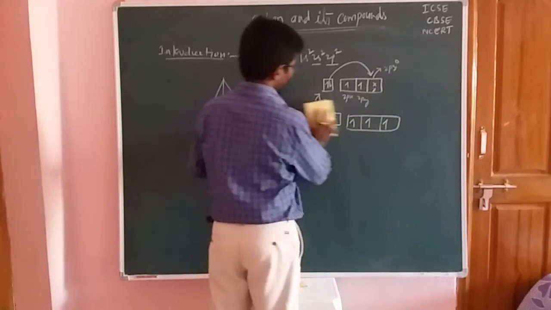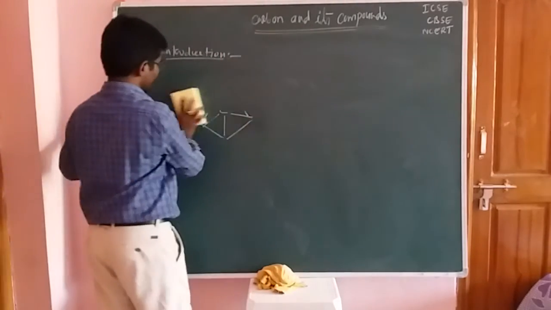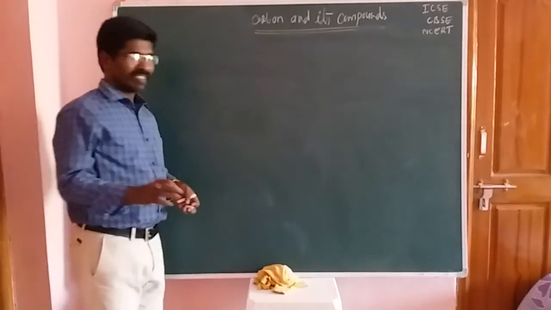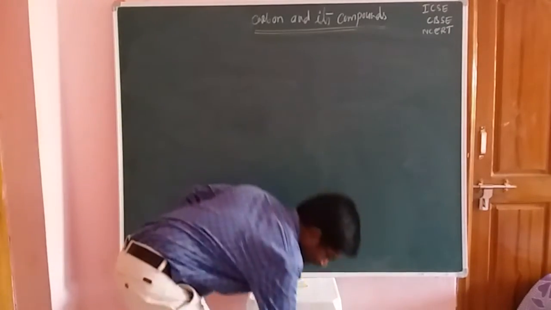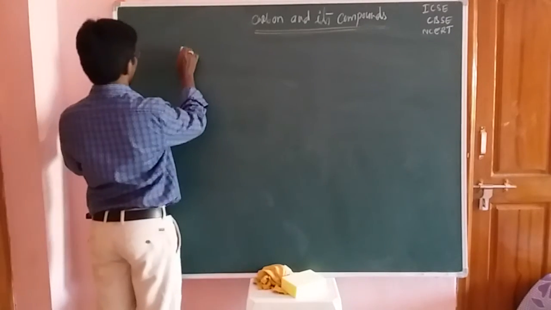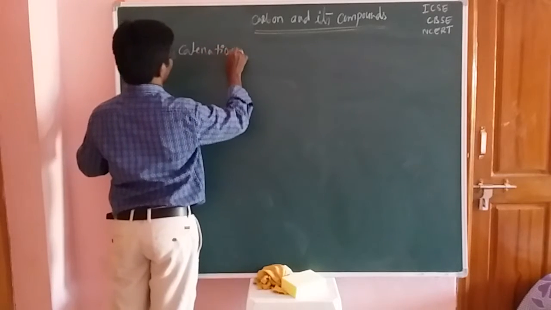Okay, students, next we have one important property of carbon. There is a special property of 4th group elements, and that is the catenation property. First of all, what is meant by catenation property?